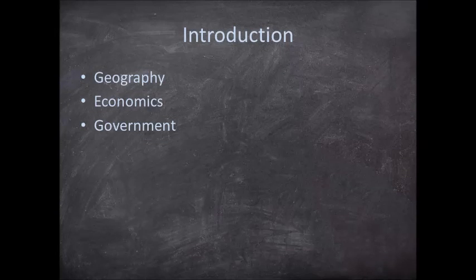The first thing we looked at was an introduction of geography, economics, and government. Geography, really all you got to know is where are the continents, where are the oceans, how do we find locations on the earth. For economics, we talked about economic systems like the free market economy. We talked about command economies. We talked about mercantilism. We also talked about a traditional economy.